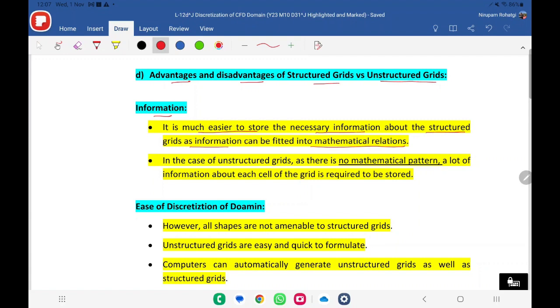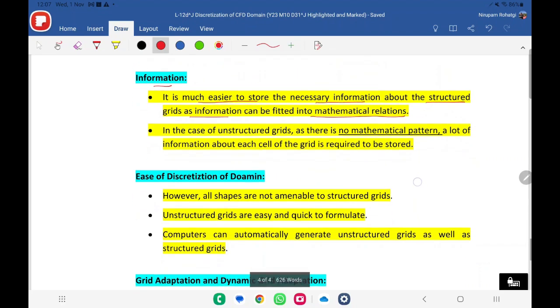But in steam tables what will happen? For enthalpy, internal energy, entropy, you have to use the table, right? So this is the difference.